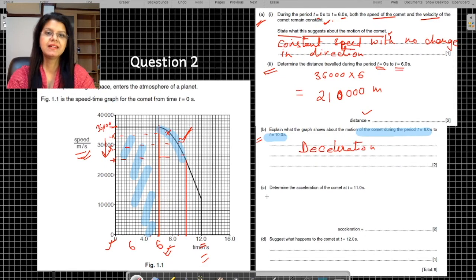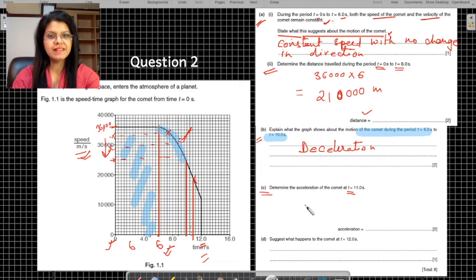Simple. Now part C. Determine the acceleration of the comet at time t is equal to 11. So time t equal to 11 would be somewhere here, right? So how do you find the acceleration? It will be given by the gradient of this line. If you see, this is a straight line section of the graph. You need to apply the formula for the gradient here to find the acceleration.